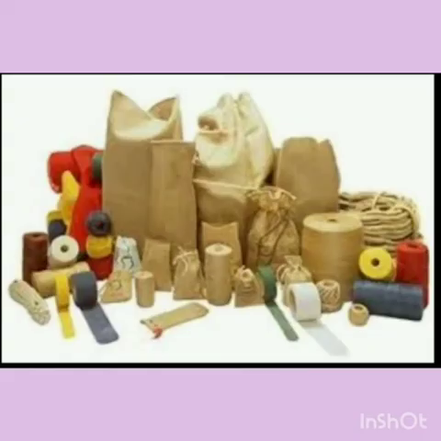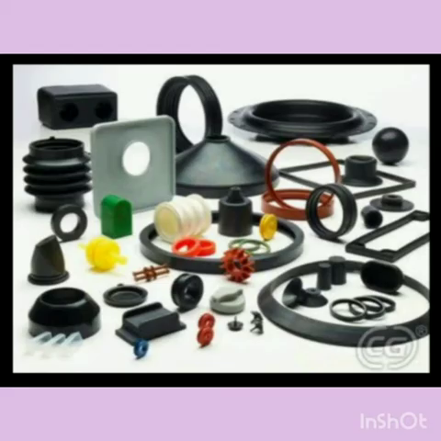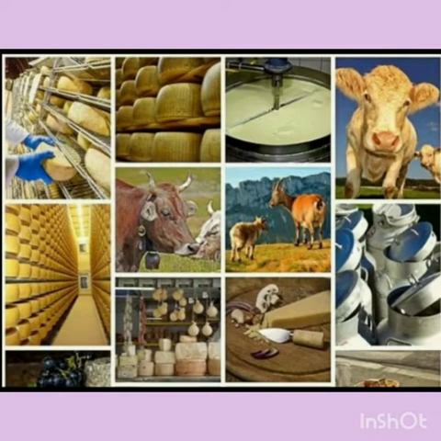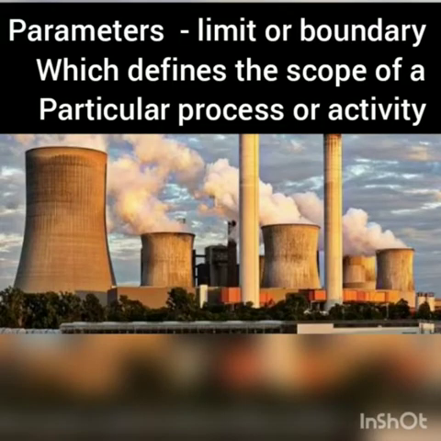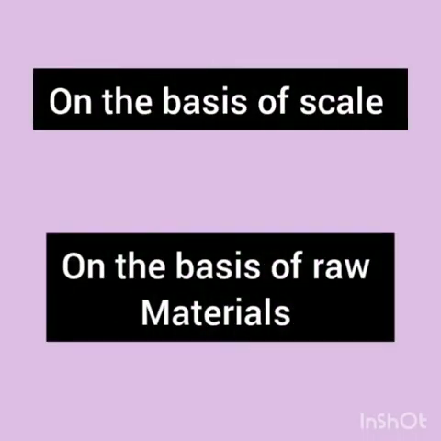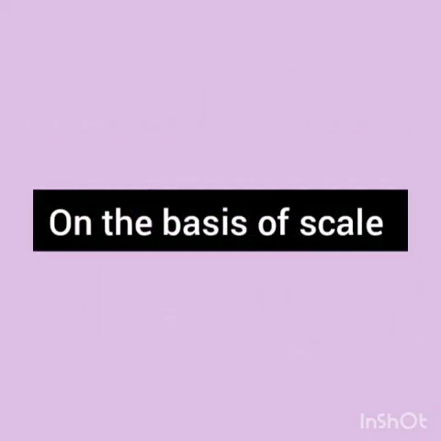Industries are almost as varied as the products they produce. Based on the parameters being used, industries can be classified in different ways. What is a parameter? It is a limit or boundary which defines the scope of a particular process or activity. So, based on this, it can be classified in different ways, that is, on the basis of scale and on the basis of raw materials. First, let's say on the basis of scale.